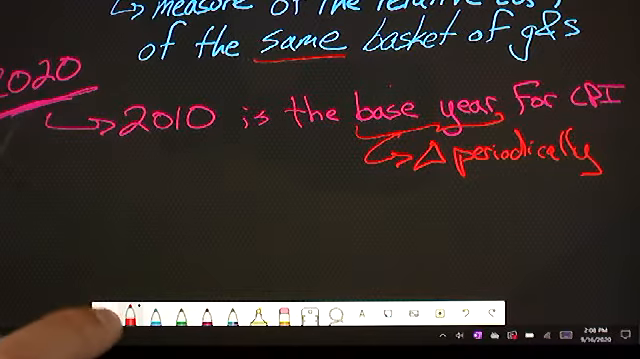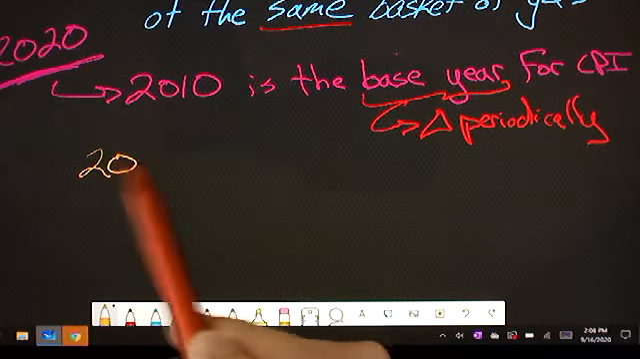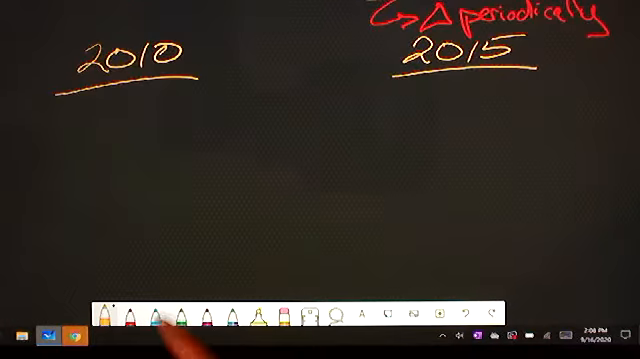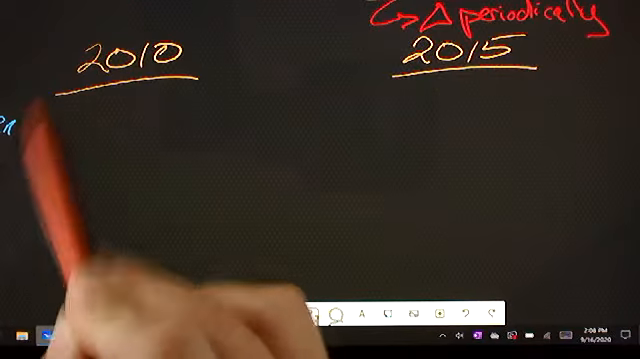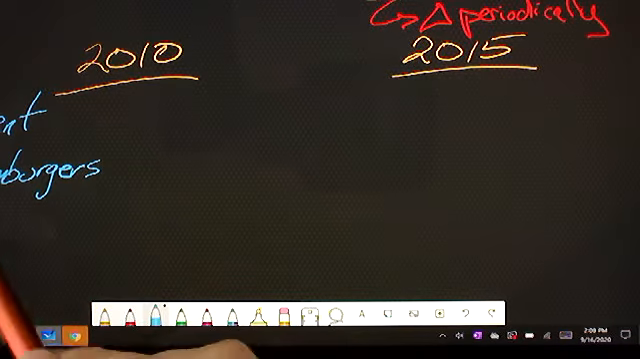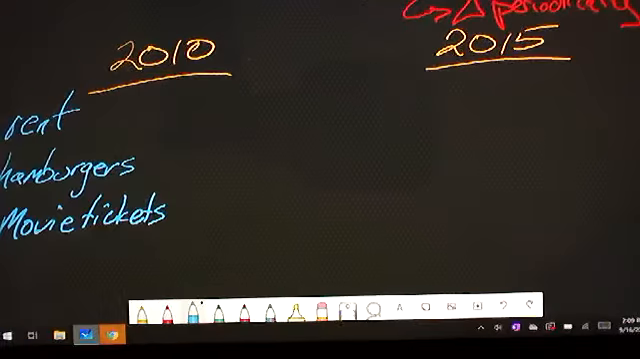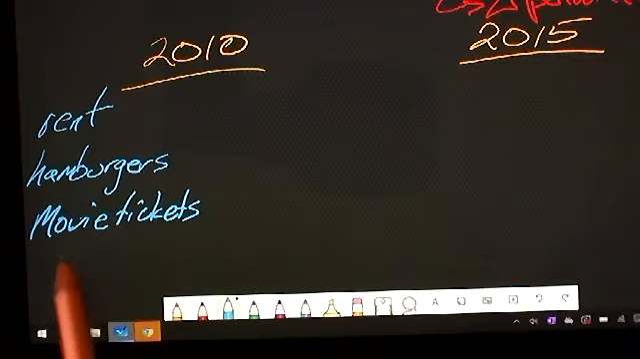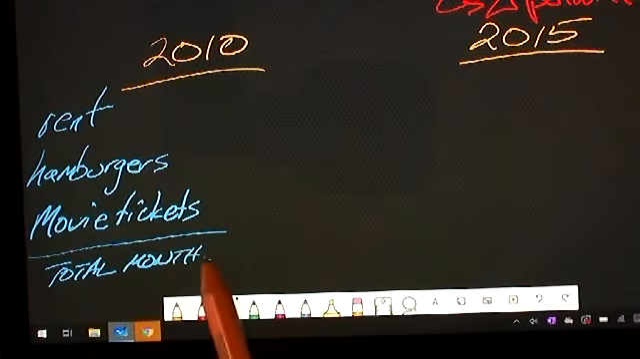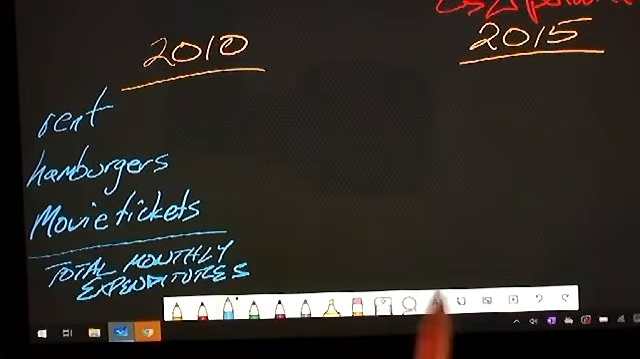So very simple calculation here. Let's talk about 2010, and then we'll talk about 2015. Say we have rent, hamburgers, movie tickets, and then we end up with a total monthly expenditure for each one of them.